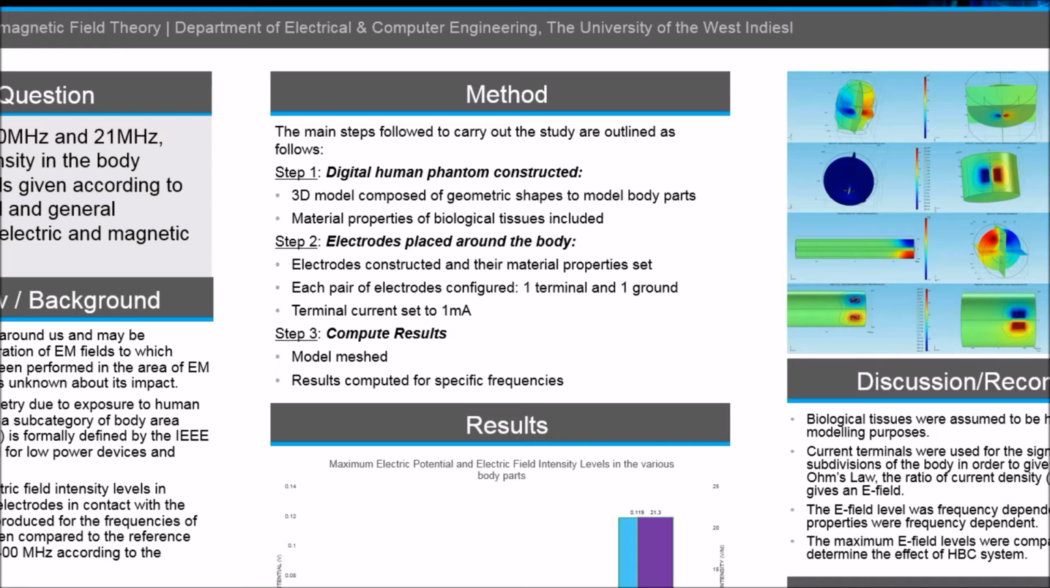The current terminal was set to a value of 1 milliamp, since it is the minimum current felt by a body. Current terminals are used as opposed to voltage terminals since the body is such a poor conductor. Applying a potential difference across the electrodes would result in negligible current, and ultimately negligible E and B fields. Step 3. Computing the results. The model is meshed, and the results are computed for specific frequencies.